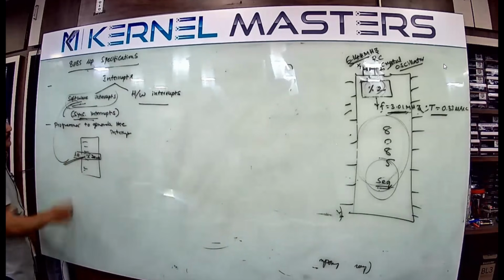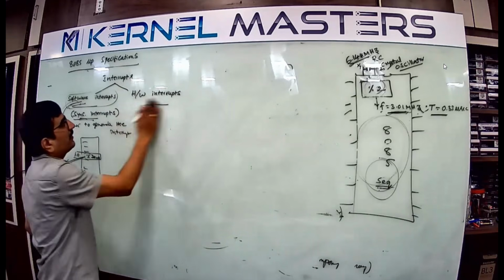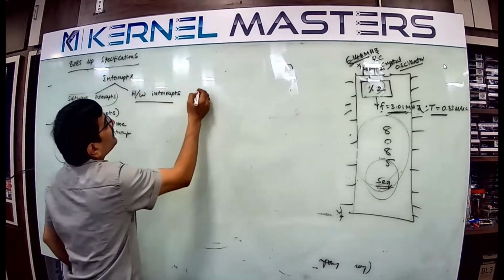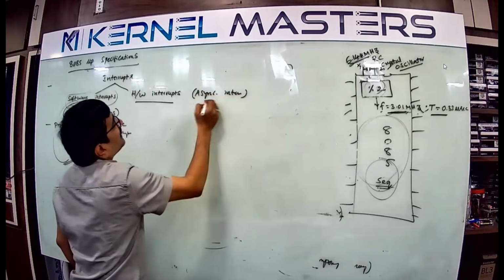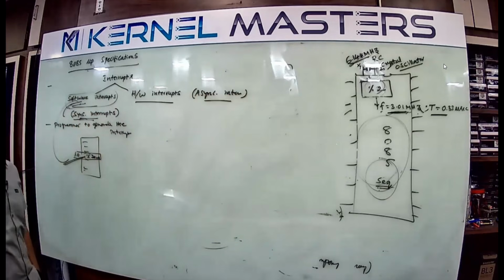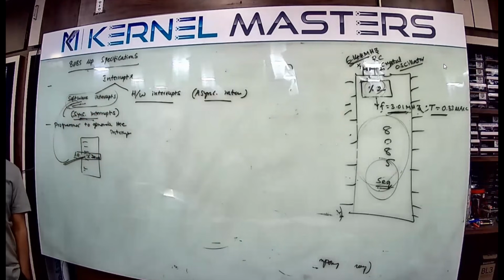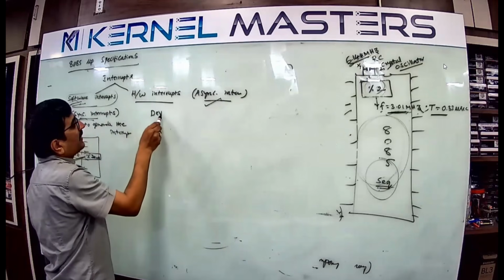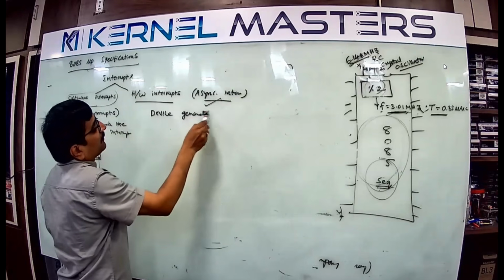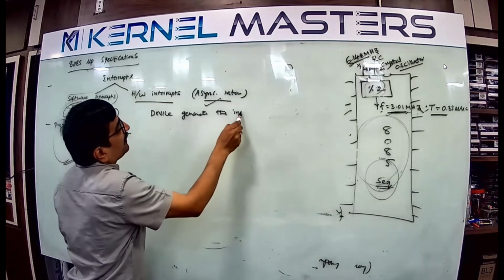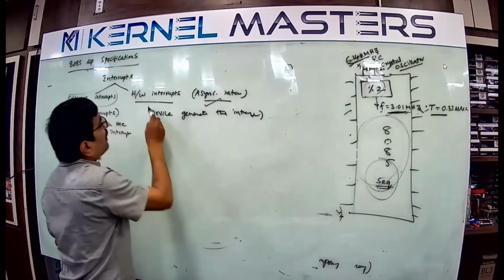The programmer generates the interrupt. Hardware interrupts we can simply call asynchronous interrupts. Asynchronous interrupts are nothing but unexpected interrupts. The interrupt can occur at any moment, unexpectedly. So a hardware device generates the interrupt, not the programmer. That is the meaning of a hardware interrupt.